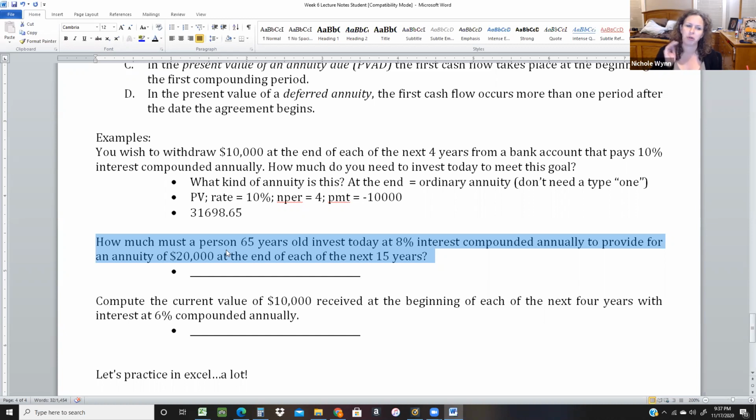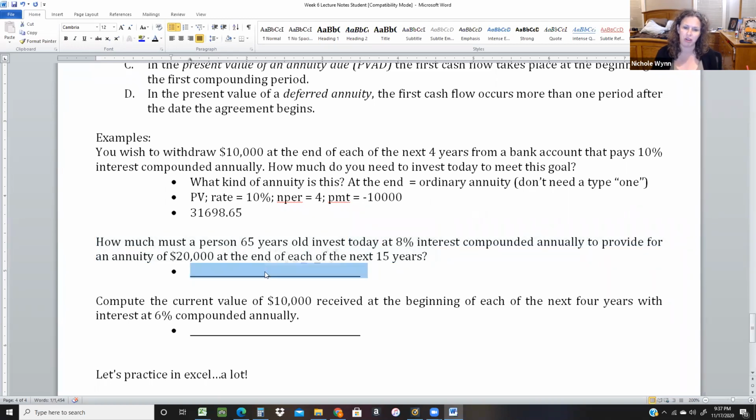So what we're going to do is we're going to say 20,000 at the end of the next 15 years. And so we want to know how much we need to invest today. So again, we're doing the present value.